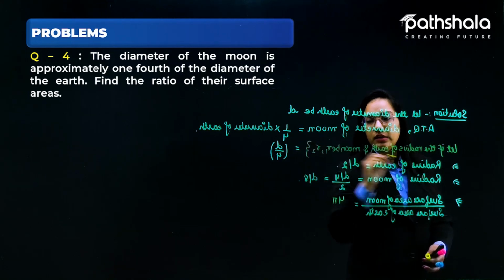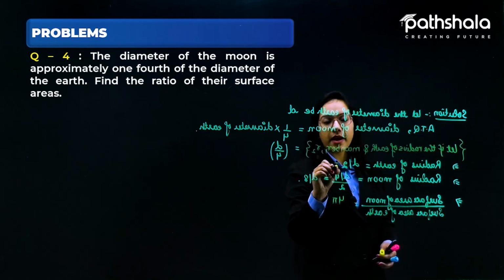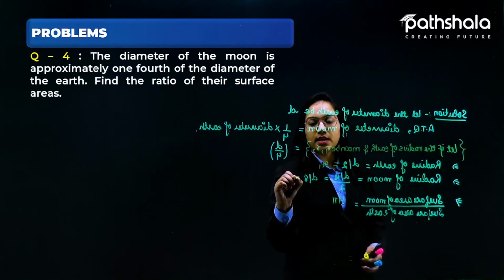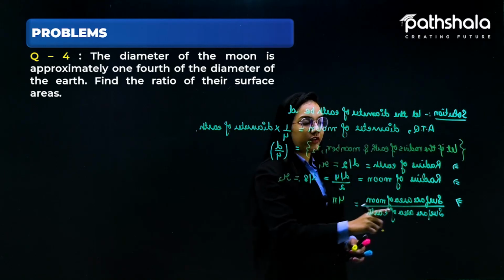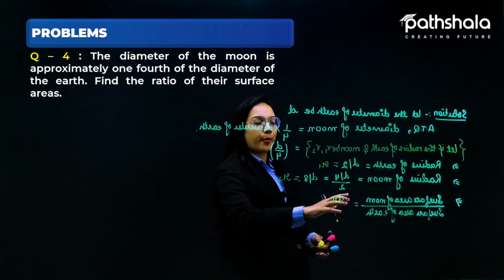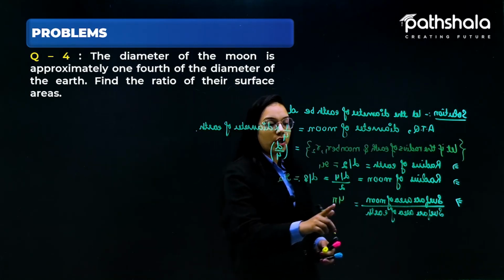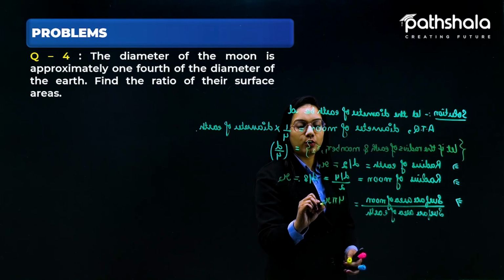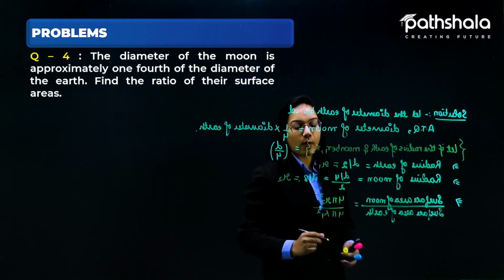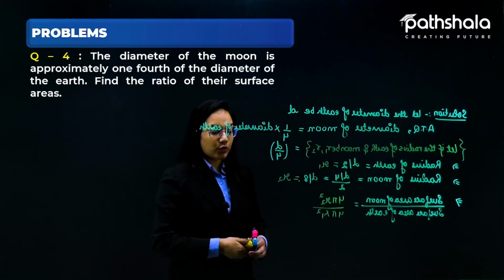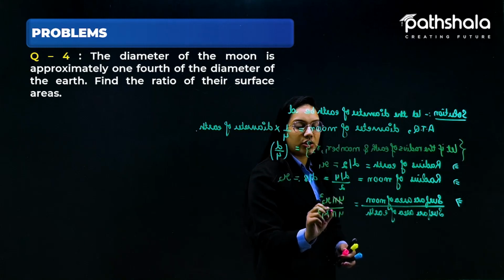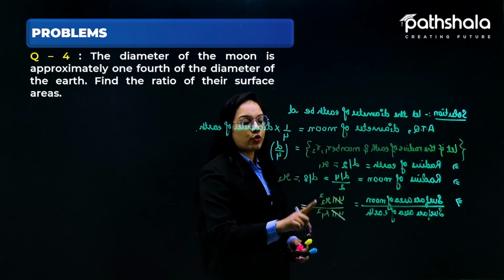So basically this is my r1 and this is my r2. First of all, we are talking about the surface area of the moon. So for the moon we suppose the radius as r2. So this would be 4 pi r2 whole square divided by 4 pi r1 whole square. Now we can see that we have two common values in the numerator as well as in the denominator. Let's sort them out and we are getting r2 square by r1 square.